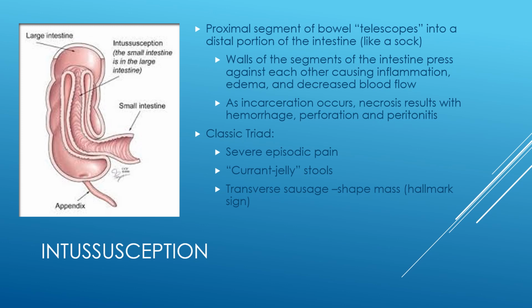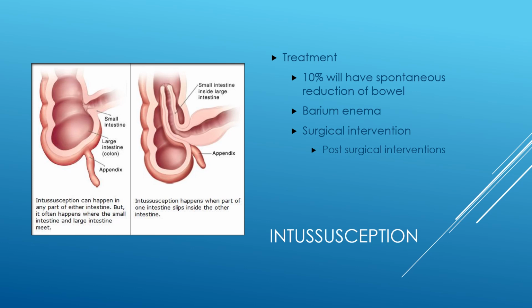Most patients will test positive for blood in the stool, and they will also have this sausage-shaped mass, which is the hallmark sign in that right lower quadrant. That is our third symptom of the triad: the transverse sausage-shaped mass. And that again is our hallmark sign for intussusception. So as far as treatment, the child that is asymptomatic and may appear well may be a sign that the bowel has reduced spontaneously. This does occur in about 10% of our cases.